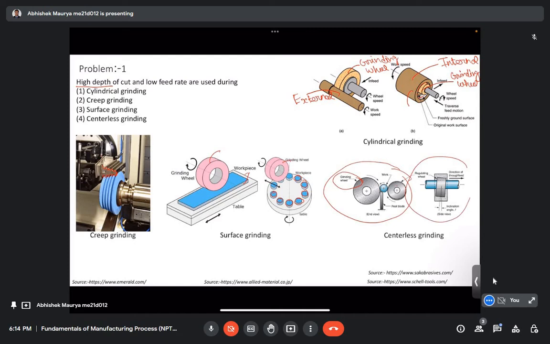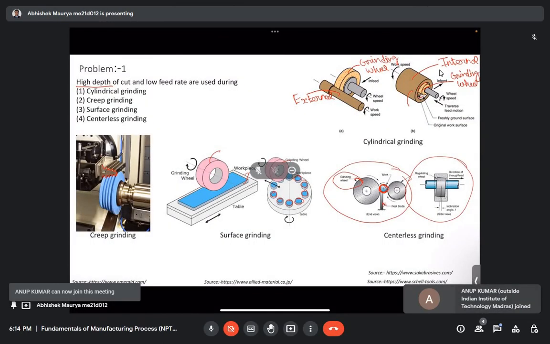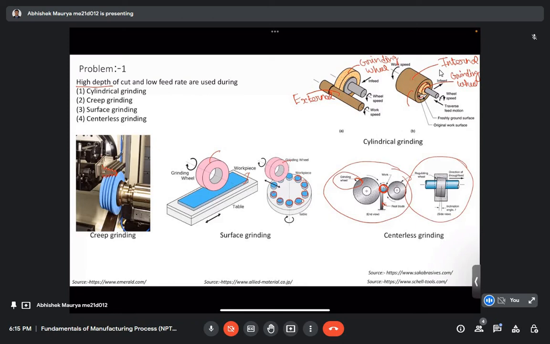So here this is the grinding wheel, and our workpiece is kept in between the grinding wheel and the regulating wheel, and there is a rest blade over which our workpiece is kept. There is some inclination angle given to the regulating wheel, and because of this inclination angle, our workpiece gets fed in between the wheels.